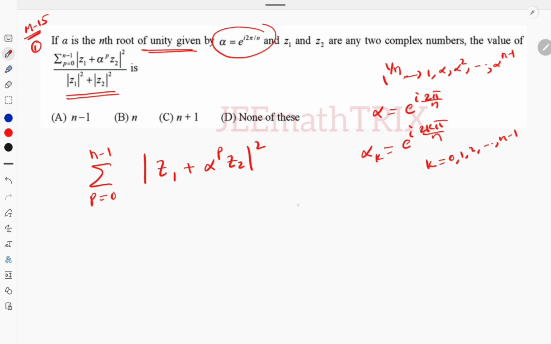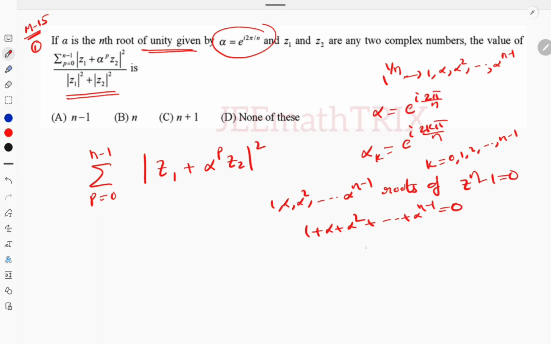The property of these nth roots of unity is that all these roots, alpha, alpha square, up to alpha power n minus 1, are roots of z power n minus 1 equal to 0. So the sum of all these roots will be 0, and alpha power n will be 1. These are the two most useful points here.